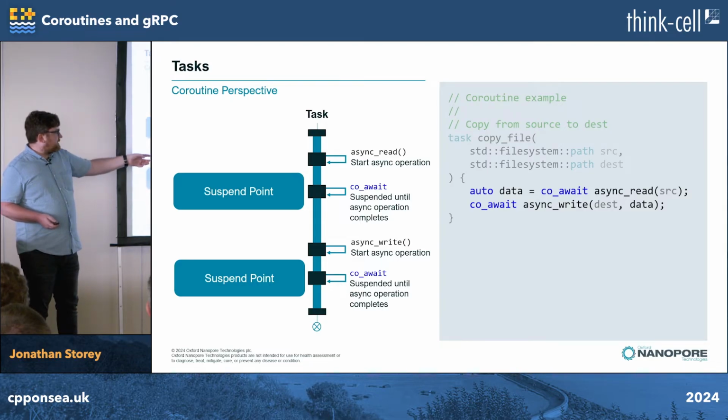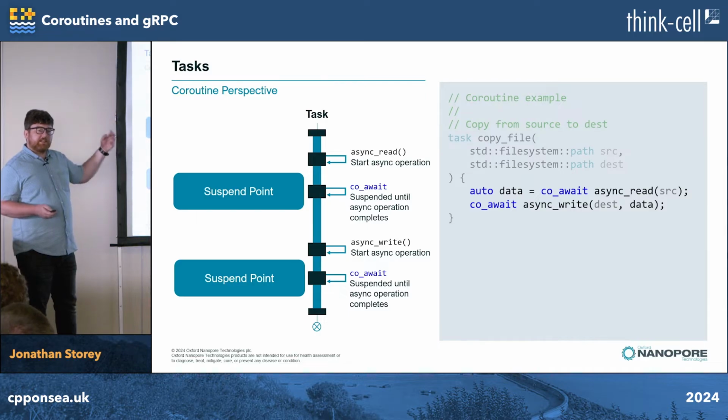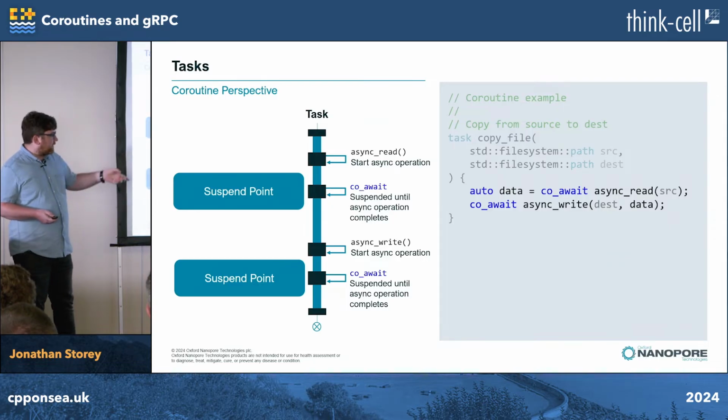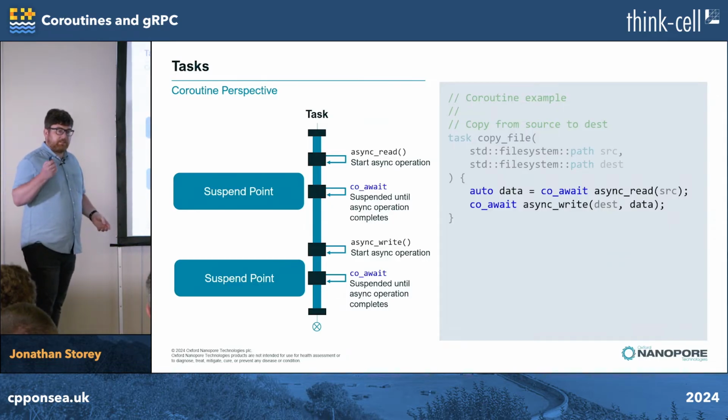And then you do an async write. Again, that's a normal function call. It returns immediately. It kicks off the operation. And then again, you co_await on the returned awaitable, and the coroutine is suspended. Then finally, once the write completes, it comes back, and then control flows off into the coroutine. Happy? Good.